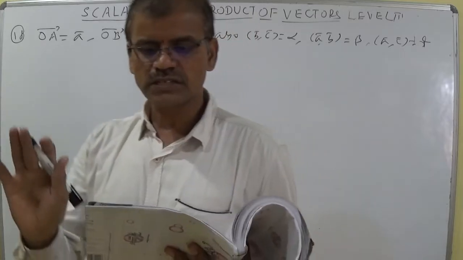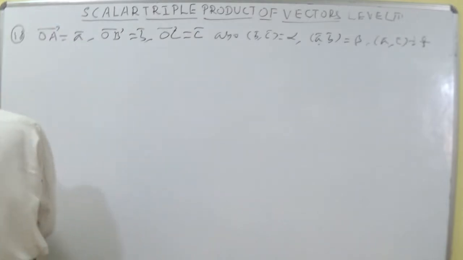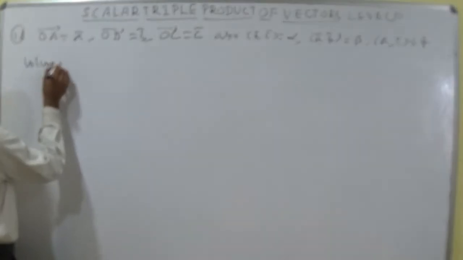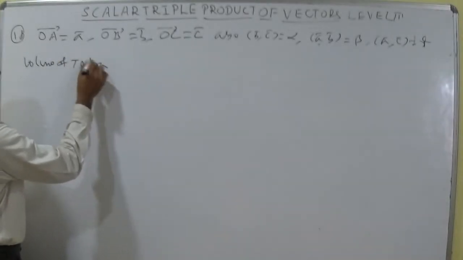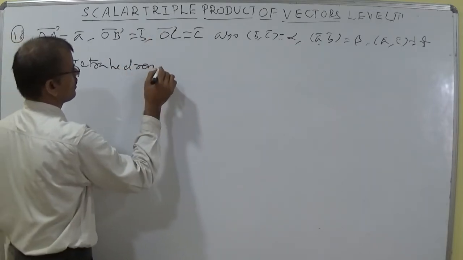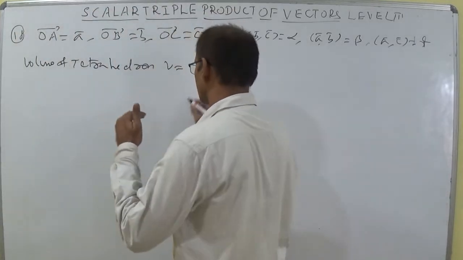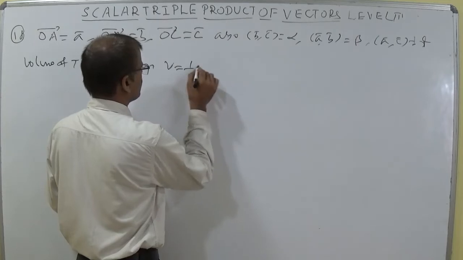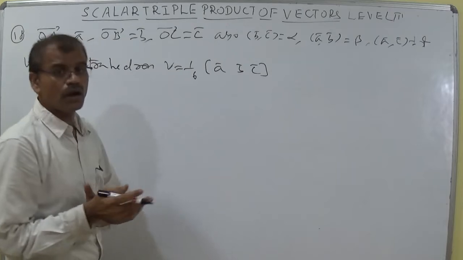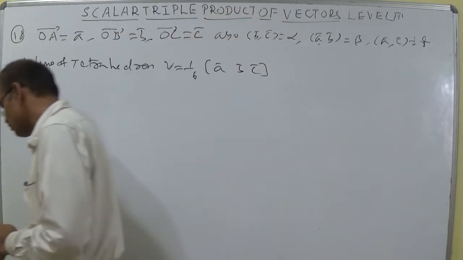If the inclinations are given, he is asking for the volume of the tetrahedron OABC. What is the volume of the tetrahedron? Previously we discussed the volume of a rectangular parallelepiped, the formula box ABC. Here for the tetrahedron there is another formula: volume of tetrahedron equals 1 by 6 box ABC. According to the options, for every option 1 by 36 is there.